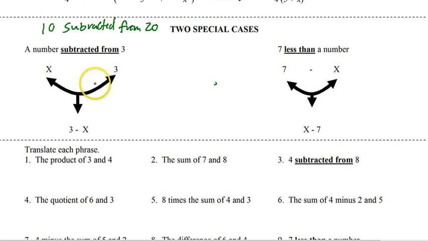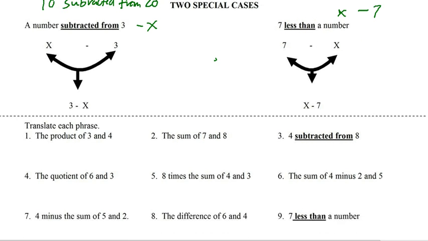It's going to be a number subtracted from 3, which means we're taking that x from the 3. You have to put the minus x over here instead. Same thing, a 7 less than a number, this would really be x minus 7. You're taking that 7 from the number. Alright, so be careful with those two.